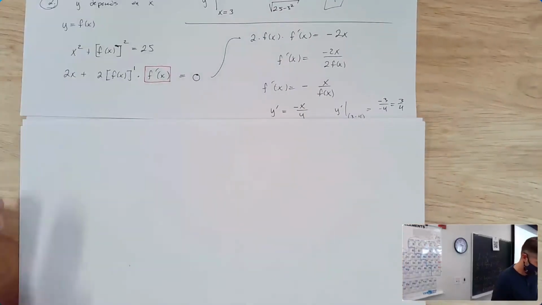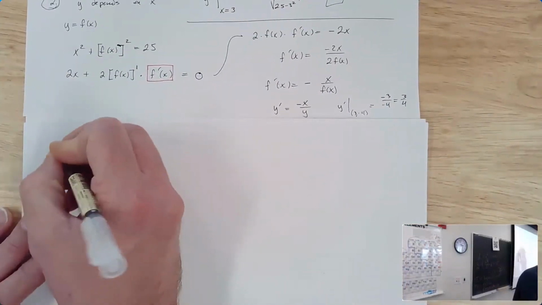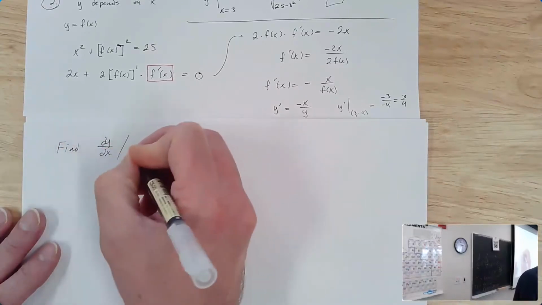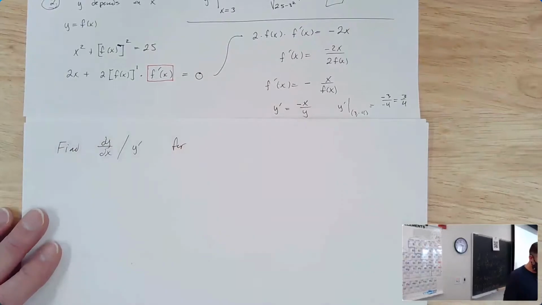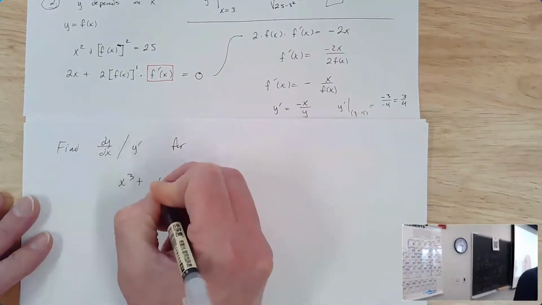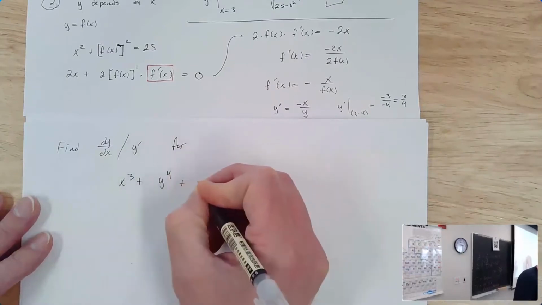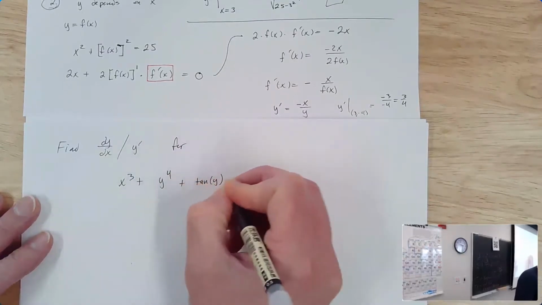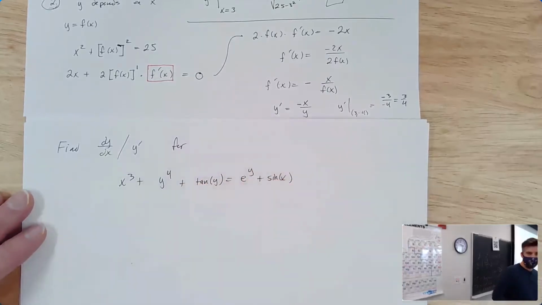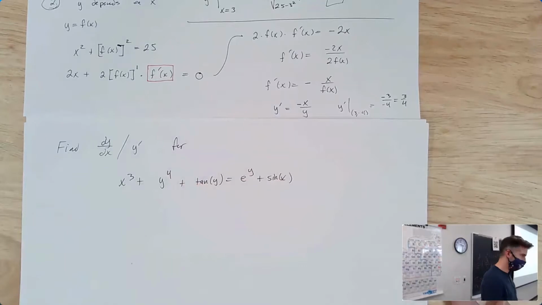So yeah, let's look at this example. Let's say I want to find dy/dx, aka y prime, for the following equation: x cubed plus y to the 4th plus tangent of y equals e to the y plus sine of x. I'll warn you ahead of time, the algebra for most of these problems is often pretty ugly. The calculus, on the other hand, is not that bad.